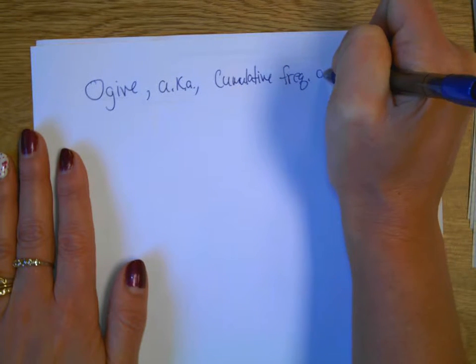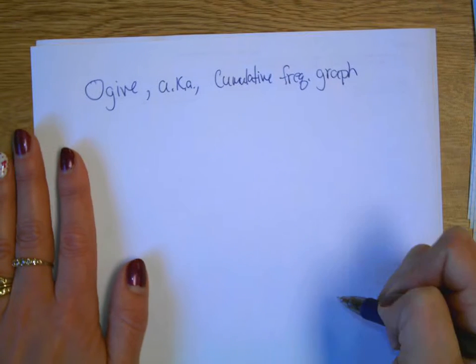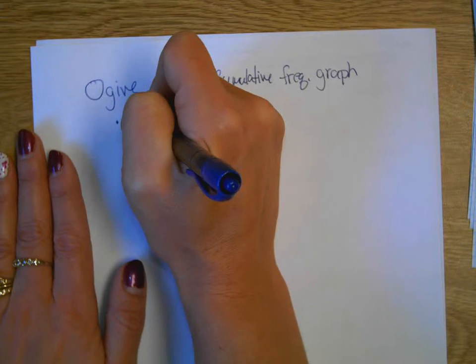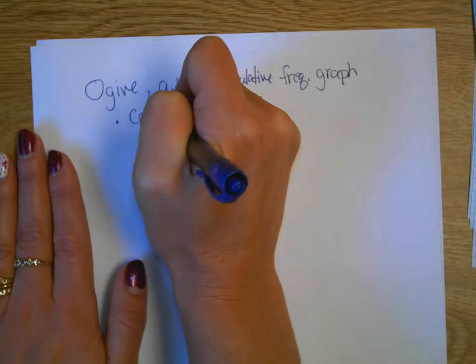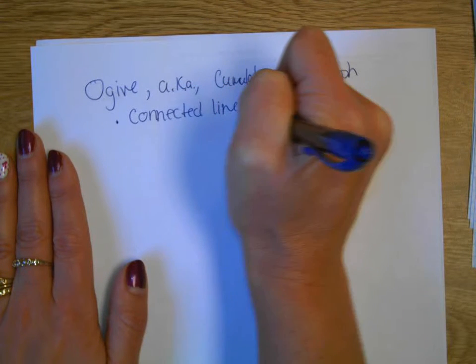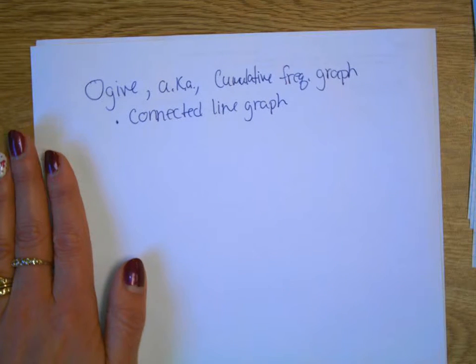What's the reasoning behind it? I have no idea where that name came from. Cumulative frequency graph. Call it an ogive. This is a connected line graph. Not a polygon.